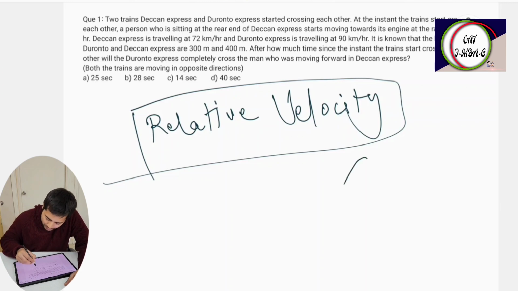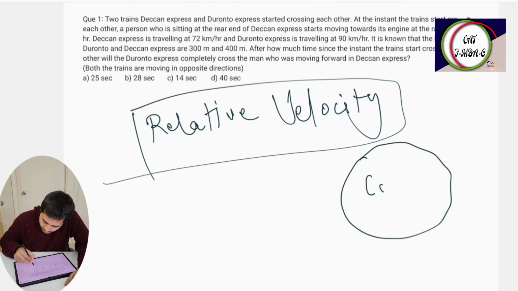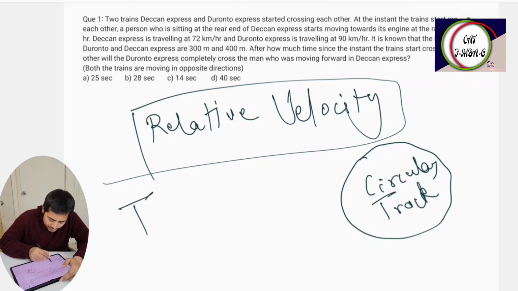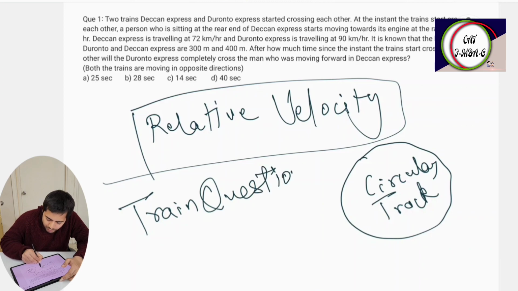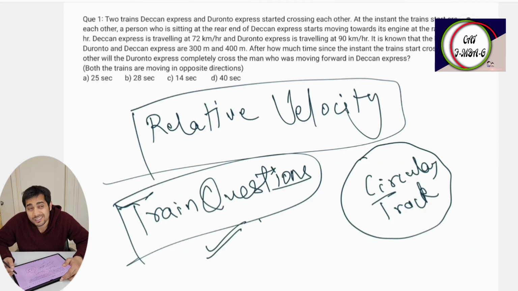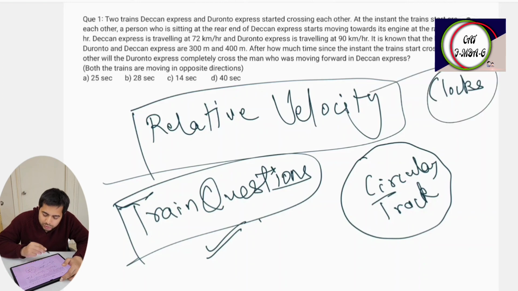Circular track questions are also solved with the help of the relative velocity concept. Train questions, the relative velocity concept is very helpful in train questions also. And another important concept is clocks. In clocks also the concept of relative velocity is used. So let's see how we are able to solve using the relative velocity concept.